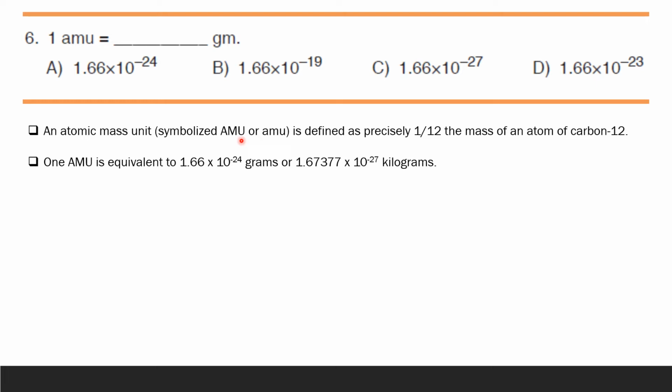AMU is a unit of mass which is widely used in physics and chemistry. If you go for a definition of AMU, it is defined as 1/12th of the mass of an atom of carbon. And you can have the value in grams or kilograms. In grams, the value is 1.66 into 10 raised to minus 24, and in kilograms it will be 1.66 into 10 raised to minus 27 kilograms. So the correct option is A. That's all for this question.